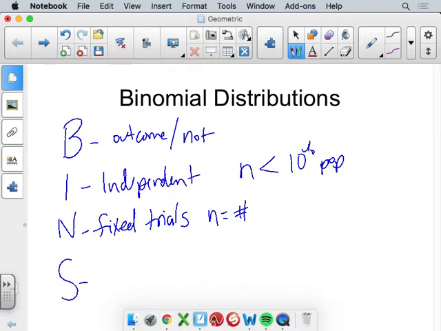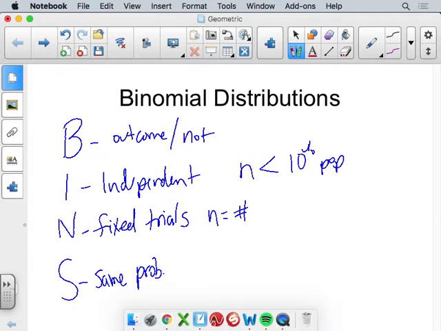And then S had nothing to do with S, except you could say like same probability throughout. So like every single outcome, every single probability had the same chance. So like a 5% defective item is 5% every item, or whatever. Okay, so that was binomial.